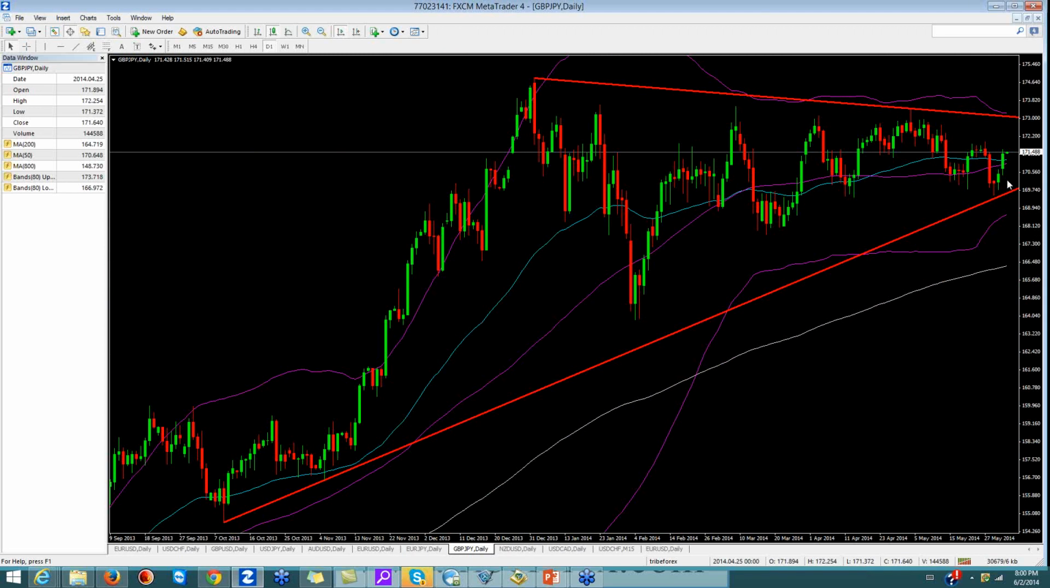Pound yen, also beautiful opportunity there. Same exact formation. We called it trend line, reversal candle, push to the upside above the 50 EMA. I'm actually going to look for price to continue to move up to 173.00 eventually here.